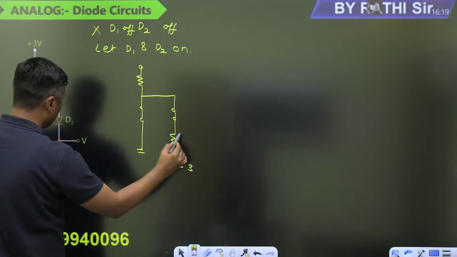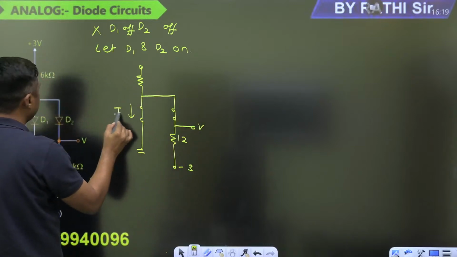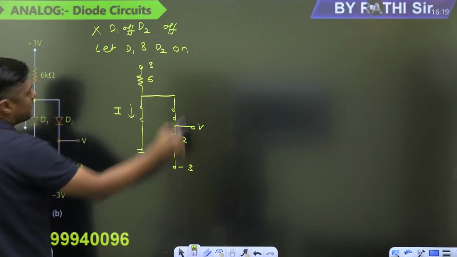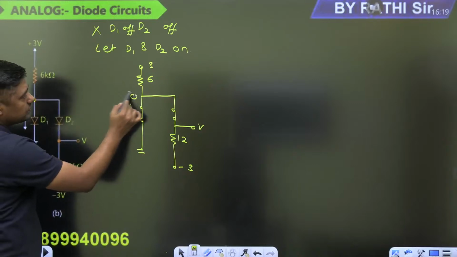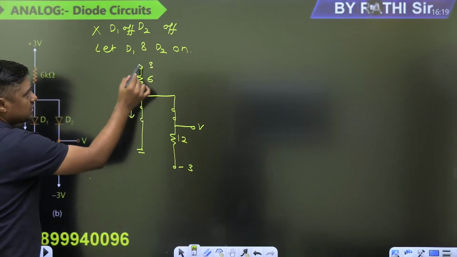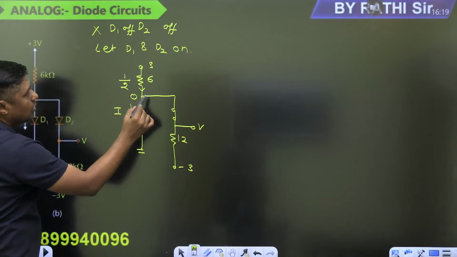This is minus 3 volt. This is the 12. What is the voltage at this point V? What is the current you have to find? 6 kilo ohm, 3. Now, if this is 0 volt, what is the current here? 3 by 6, which is 1 by 2. What is the current here?